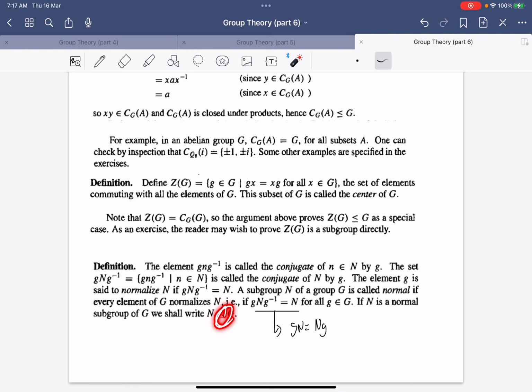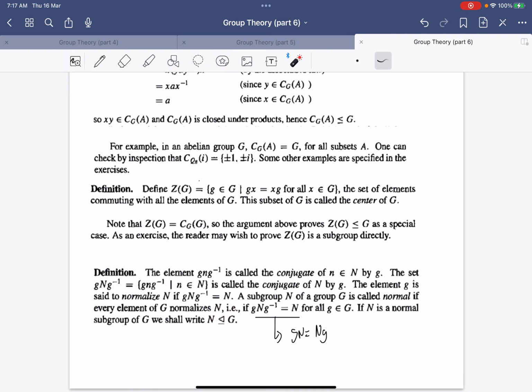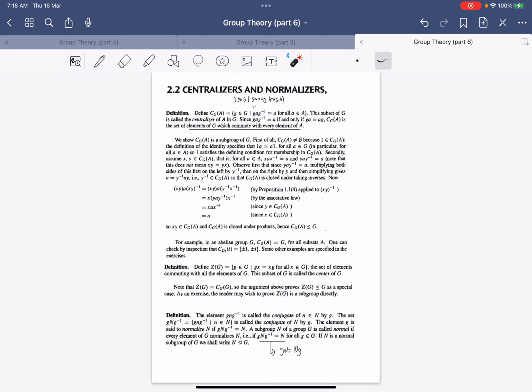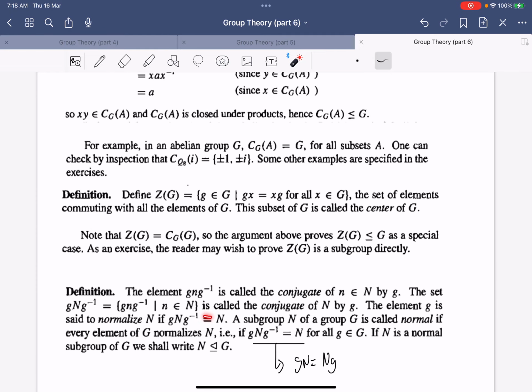Then we write this notation, a triangle. And what does g N g inverse equals N mean? It means that gN equals Ng. But what we would like to note is that it does not mean that gn equals ng, with little n an element of N. Rather it means that gn is an element of Ng, meaning it can be written in the form n prime times g, and likewise for the other side of the inclusion. So this is what it means to be normal. It means that every element in G normalizes N.